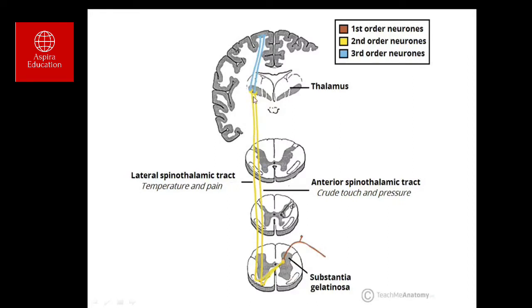In the thalamus, we have multiple nuclei. The spinothalamic tract usually synapses in the ventral posterolateral nucleus of the thalamus. From that, the third order neuron begins from the thalamus, and they basically transmit the signal into the sensory cortex.